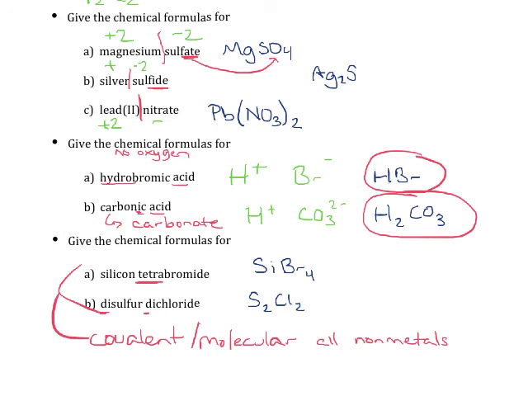What's different about the silicon tetrabromide and the disulfur dichloride is that I don't put a prefix on the first one if there's only one atom. I don't write monosilicon tetrabromide, I only use a prefix if it's greater than 1. So disulfur gets a prefix, but monosilicon would not. So again, those last 2 were covalent compounds, different from the other ones, which were ionic or acid compounds.